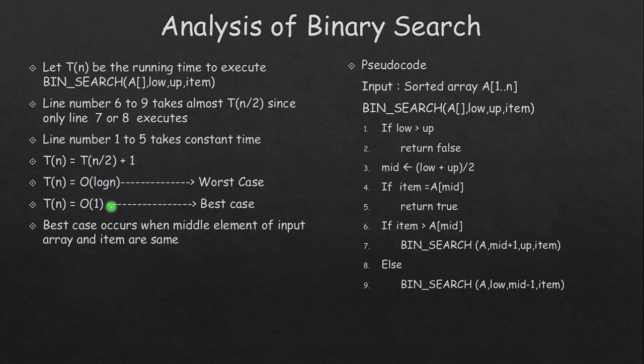So what about the best case? Just imagine in the first call itself the middle element is equal to the item. The best case occurs when the middle element of the input array and the item are the same. Input array means it contains all the elements, and if the middle element of that array and the item are the same, the best case will occur. At that time it will execute only lines 1 and 2. That's why the best case is O(1). So we will discuss the remaining examples later. Thank you.